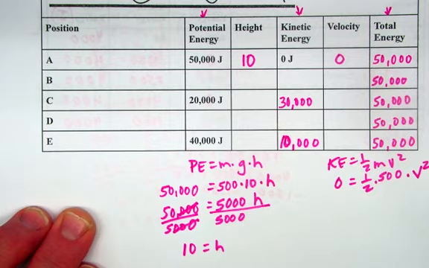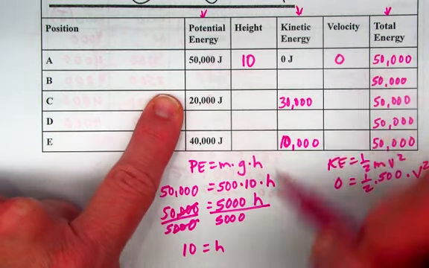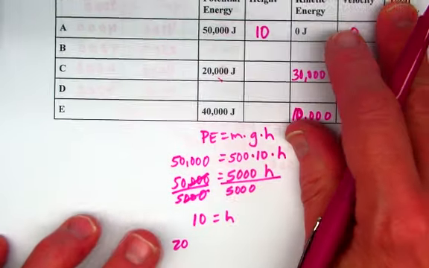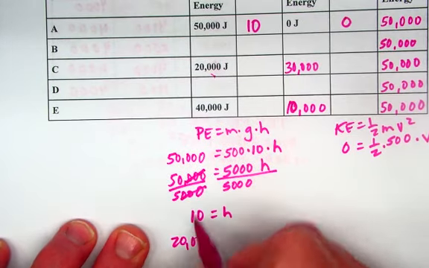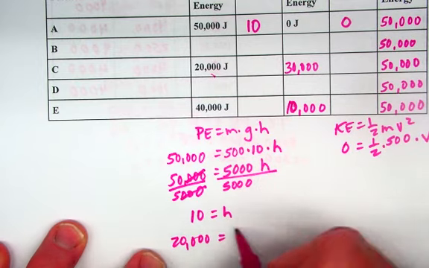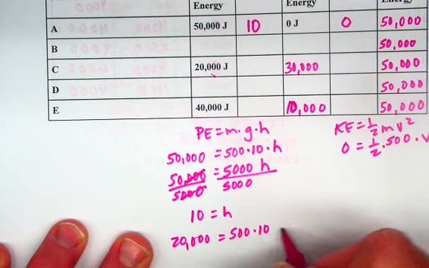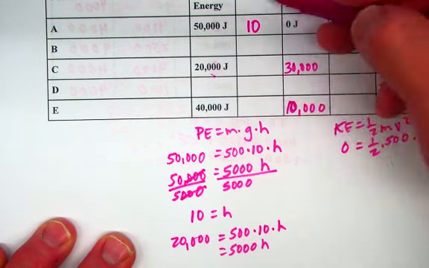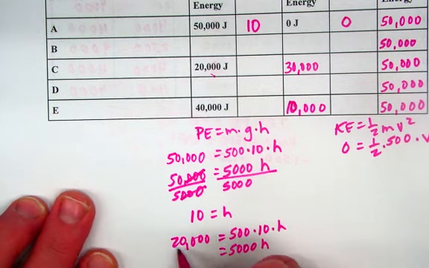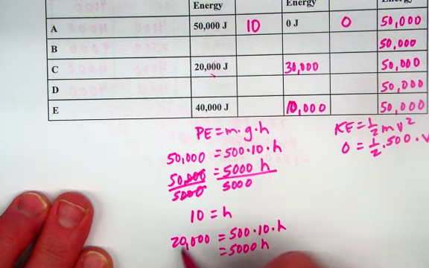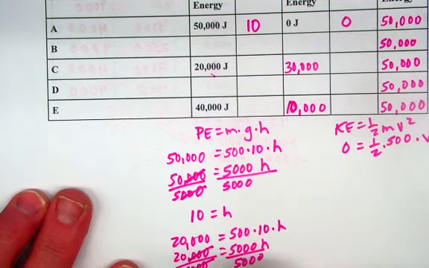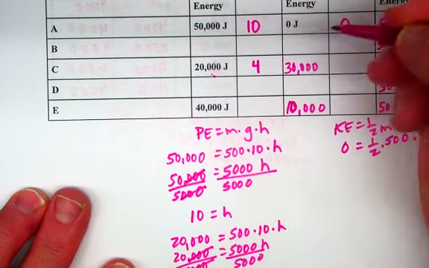All right, how about this problem right here? If I know my potential energy is 20,000 joules here, then I'm going to do the same problem. I'm going to say M times G times H. So 500 is my M, G is 10, and solve for H. I basically have the same exact problem multiple times. So 20,000 divided by 5,000 is what I'll have to do. Cancel 3 zeros, 20 divided by 5 is 4. So my height will be 4.